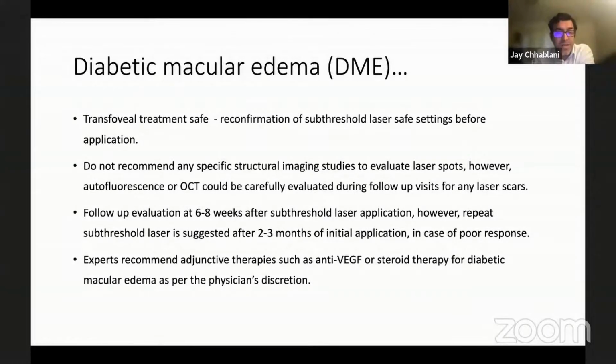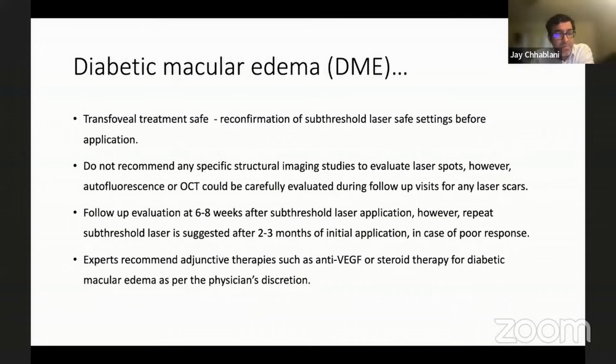If you used the correct settings, you should not have any structural damage. However, we would still recommend that during the follow-up visits, you perform non-invasive techniques such as autofluorescence or OCT to evaluate if you are seeing any laser damage on these structural imaging modalities.